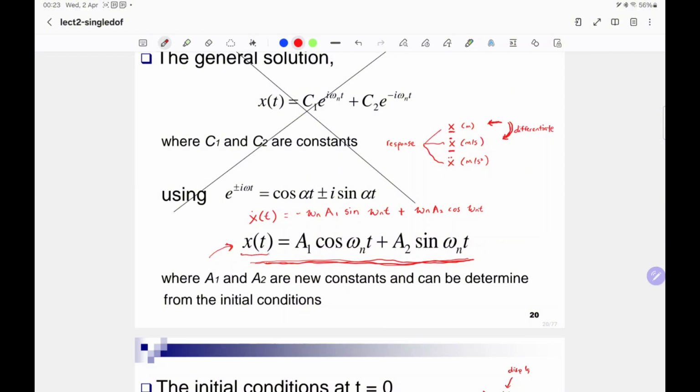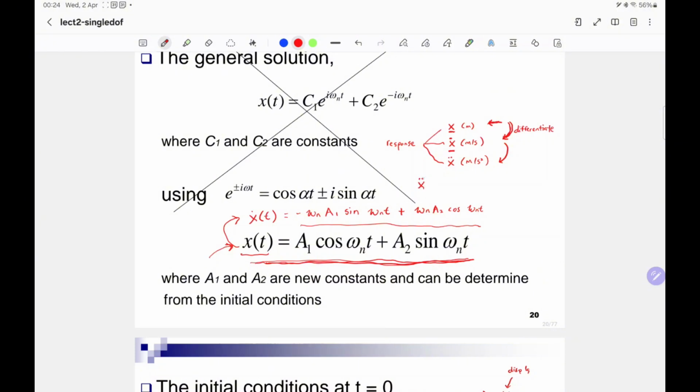So if you differentiate x(t), we get x dot(t), which corresponds to the velocity, and this is the solution. If I differentiate this again, or second order differentiation, I can get the acceleration.